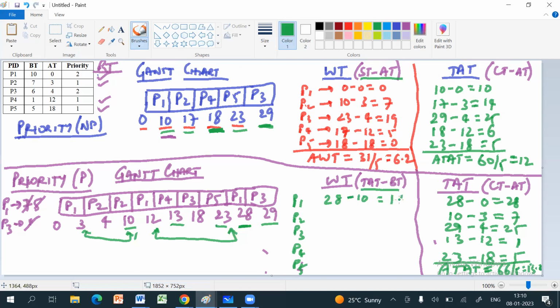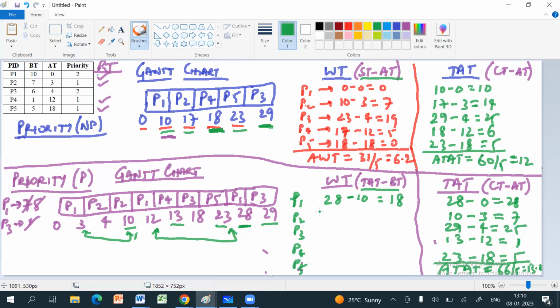Either way is okay. Even if you are doing 23 minus 12 plus 10 minus 3 plus 0 minus 0, you would still get 18, or directly 28 minus burst time 10, that is equal to 18. So you would anyway get the same value. This is much easier for you. That's the reason I told you to first calculate turnaround time and then go for wait time using this simple formula.